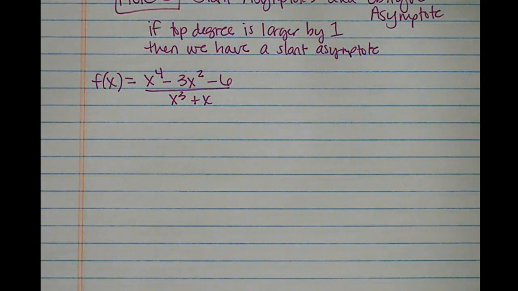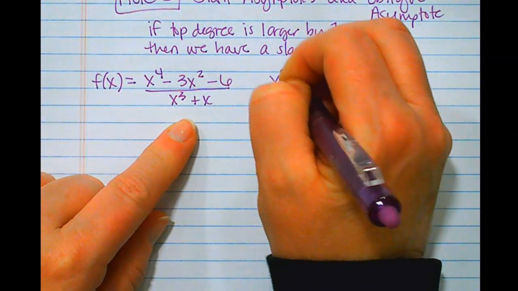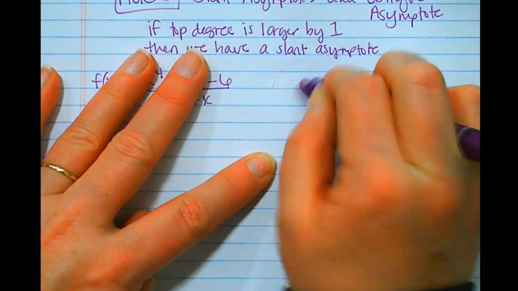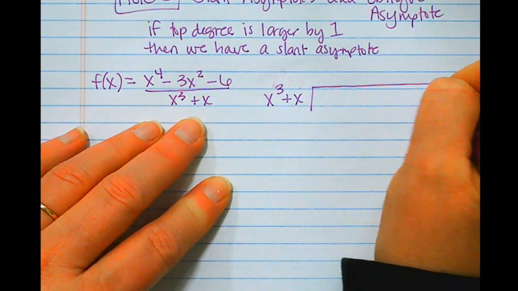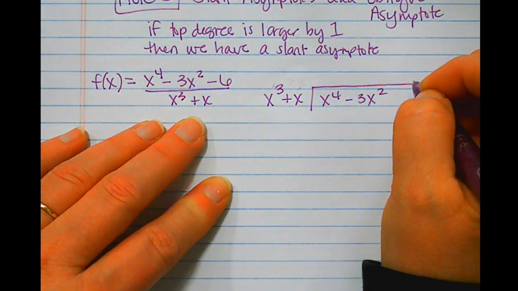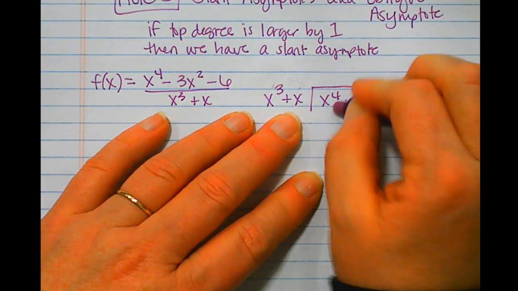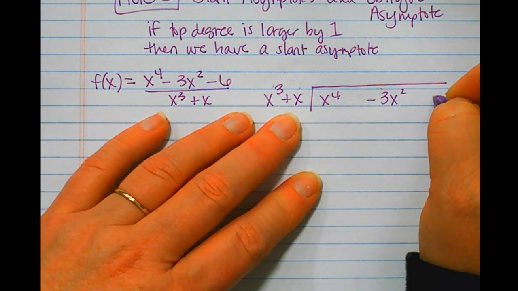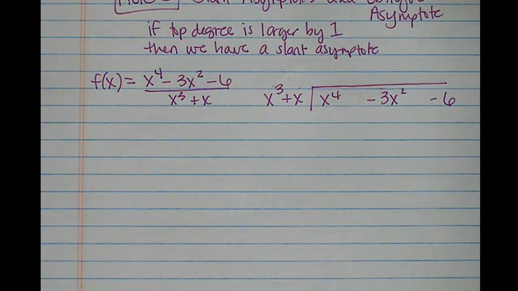And in order to figure out what that line is, we actually have to do the division. So we actually write it out. X cubed plus x. Actually, I'm going to skip a line so I have more room. X cubed plus x into x to the 4th minus 3x squared. I think I'm going to spread it out a little bit because I don't know how things are going to work out there. I skipped a bunch of degrees there, so I don't know.